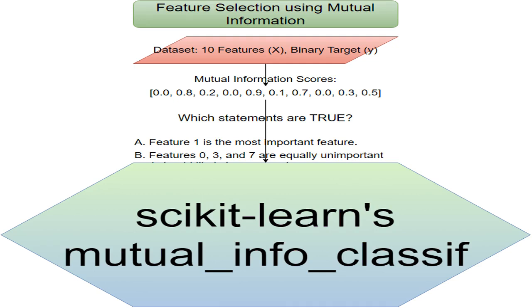This is the specific function from the scikit-learn library, a popular machine learning library in Python, that I used to calculate the mutual information scores. It's a tool that does the hard work for me.